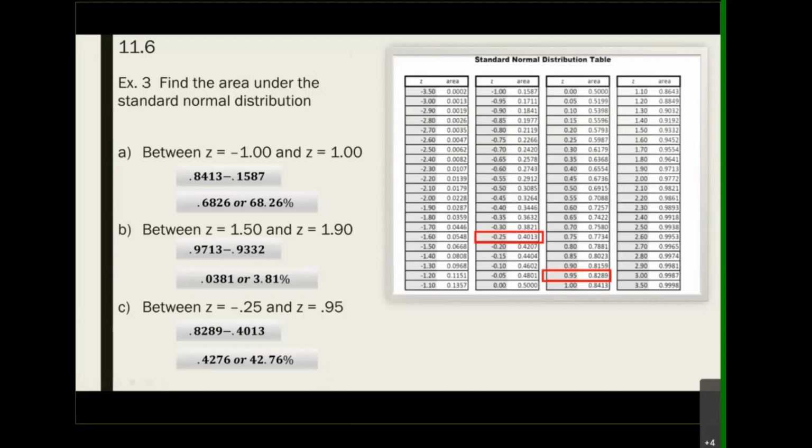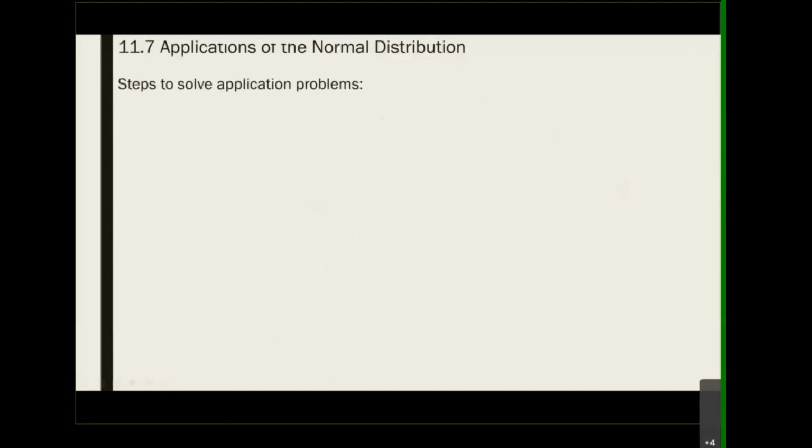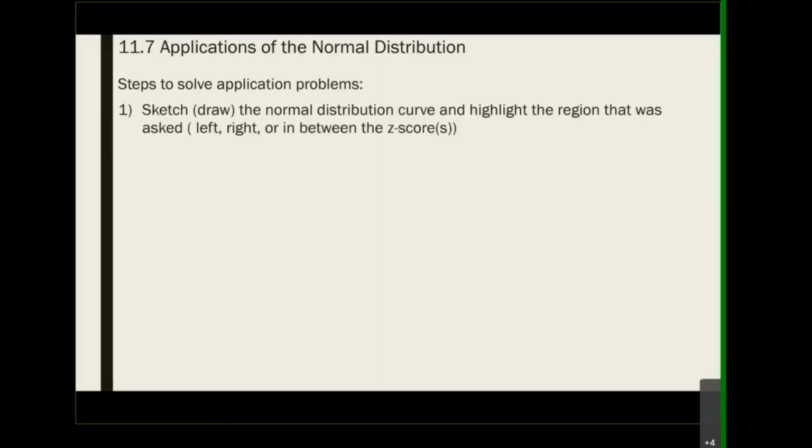If you don't have a question, let's take a look at 11.7. This is the last section for this class, which is how we use a normal distribution table to answer application problems, which are more word problems. So look at this. I wrote this 4-step process. After a while, you will see that it's very consistent and very redundant. So this is the 4-step process to solve your application problem.